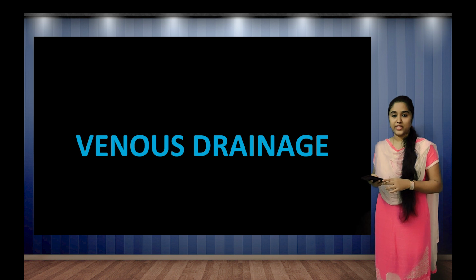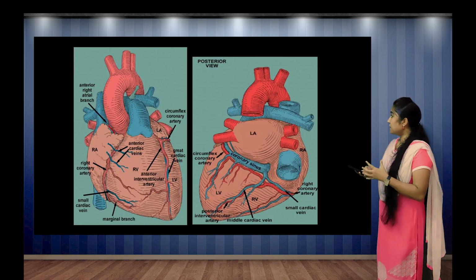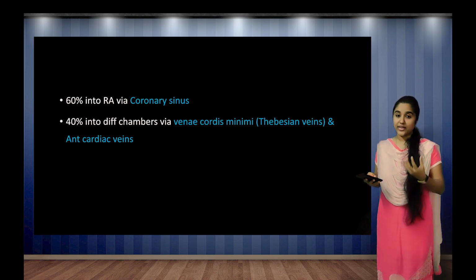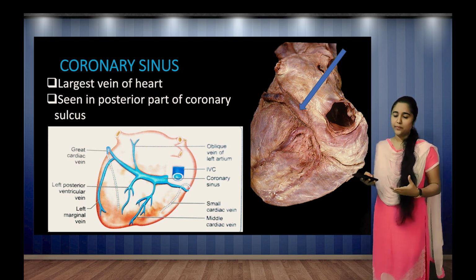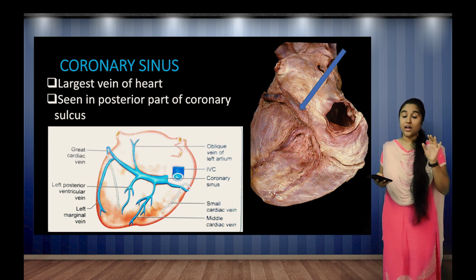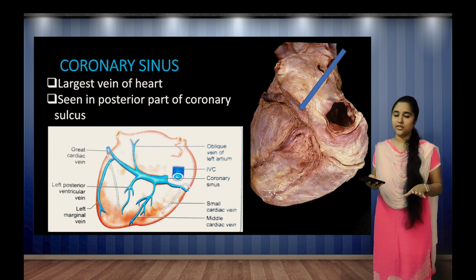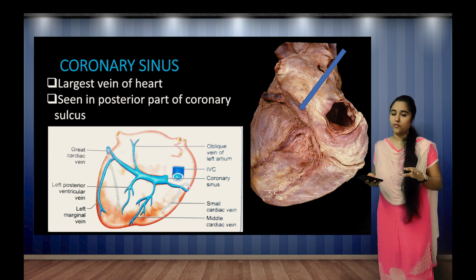Now we'll see the venous drainage. The 60% of blood from the heart drains to the right atrium via the coronary sinus, whereas 40% of blood are drained into the different cardiac chambers via venae cordis minimae or Thebesian veins and anterior cardiac veins. Now, coronary sinus, you might have heard about coronary sinus. This is the largest vein of the heart and it is located in the posterior part of the coronary sulcus.